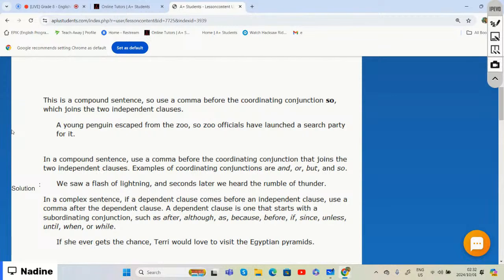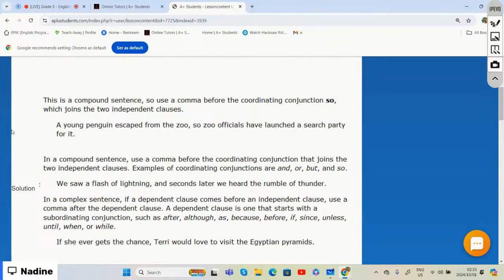All right. It says when it comes to a compound sentence, we need to use a comma before the coordinating conjunction that joins the two independent clauses. So now you must know within a compound sentence, right? A compound sentence is two independent clauses that are joined by a coordinating conjunction.